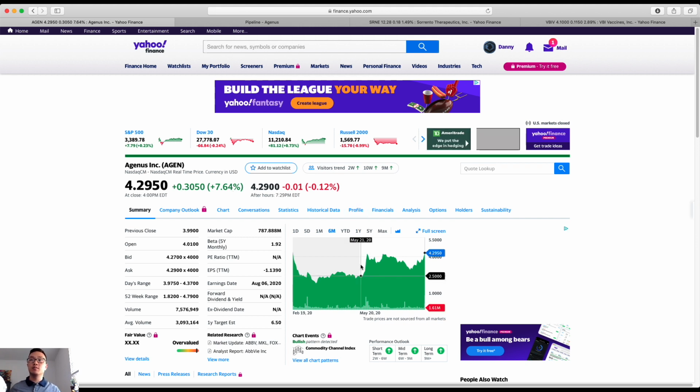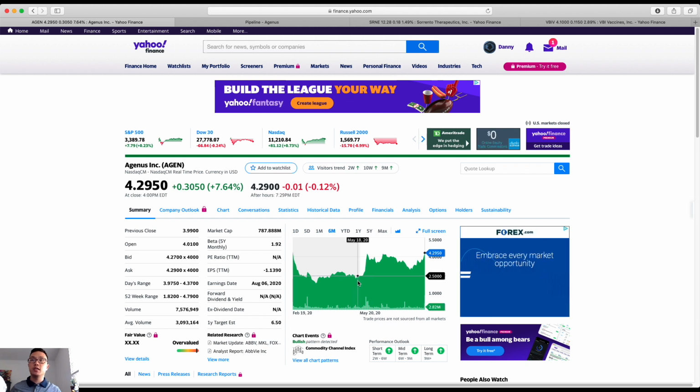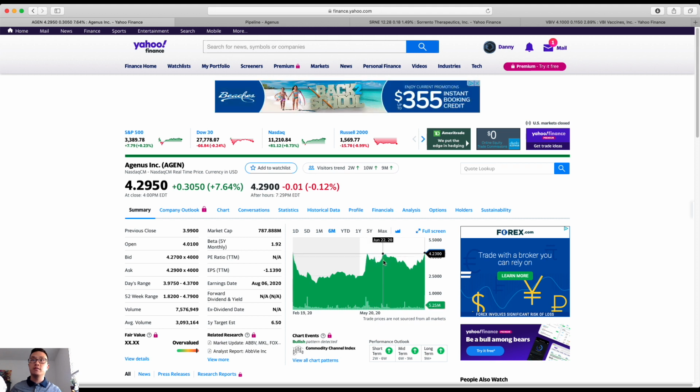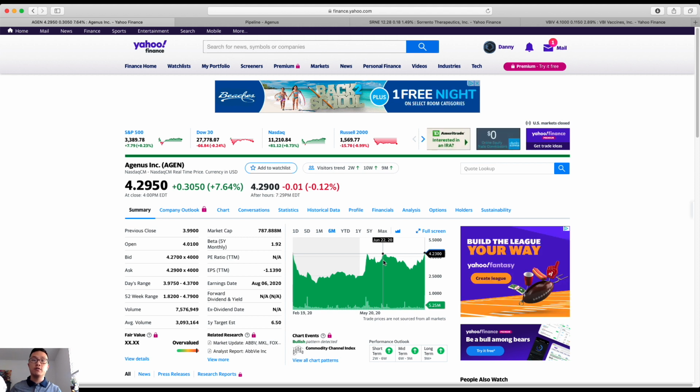Now let's look at the 6-month trend chart. Back in May of this year, it was hovering at $2.50, and it spiked up around the June time frame to $4. And since June 22nd, the share price has been consistent with what the share price is today, in the August time frame.